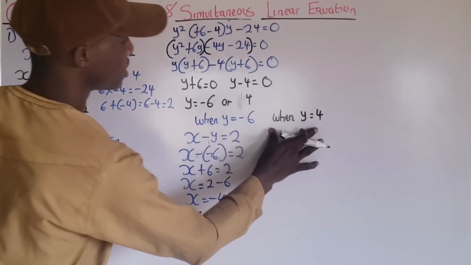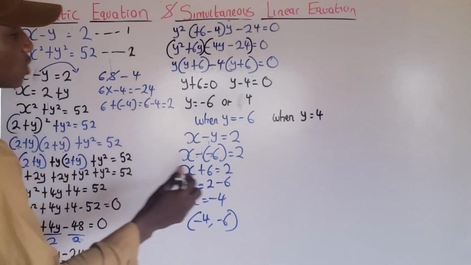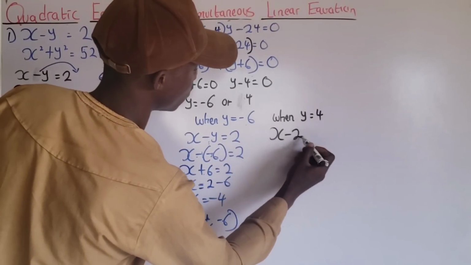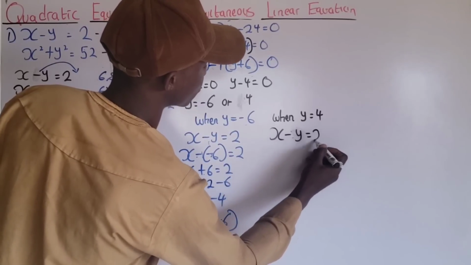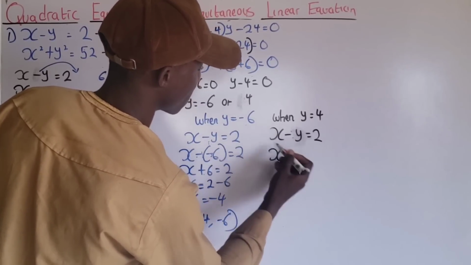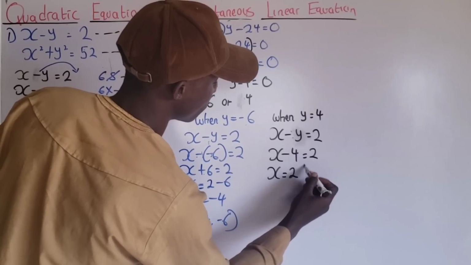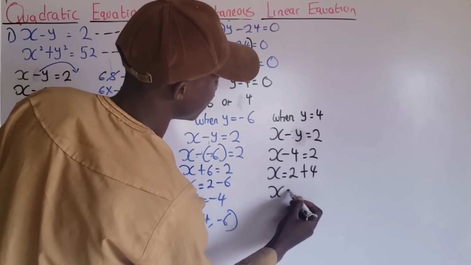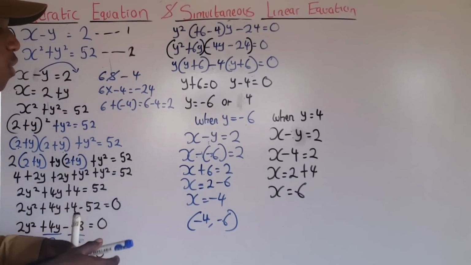You just have to substitute the value of y into this equation as well. So x minus y is equal to 2. So x minus 4 is equal to 2. x is equal to 2 plus 4. x is equal to 6. So when y is 4, the value of x is 6.